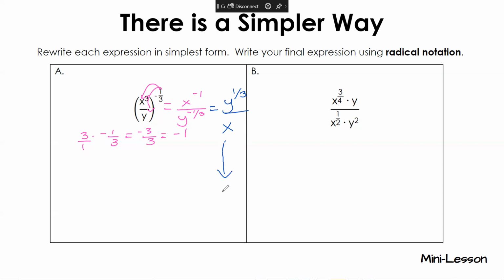Your stunned silence is very reassuring. Come on. We got the cubic root of y to the first power over x. Ta-da.